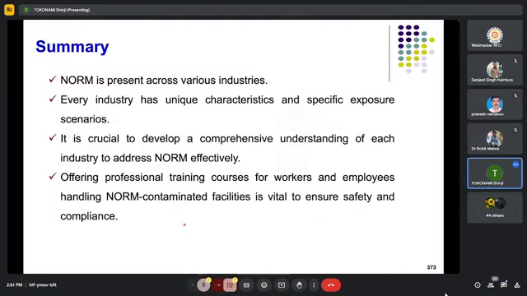The summary of this lecture: NORM is present across various industries. Every industry has unique characteristics and specific exposure scenarios. It is crucial to develop a comprehensive understanding of each industry to address NORM effectively. Offering professional training courses for workers and employees handling NORM-contaminated facilities is vital to ensure safety and compliance.